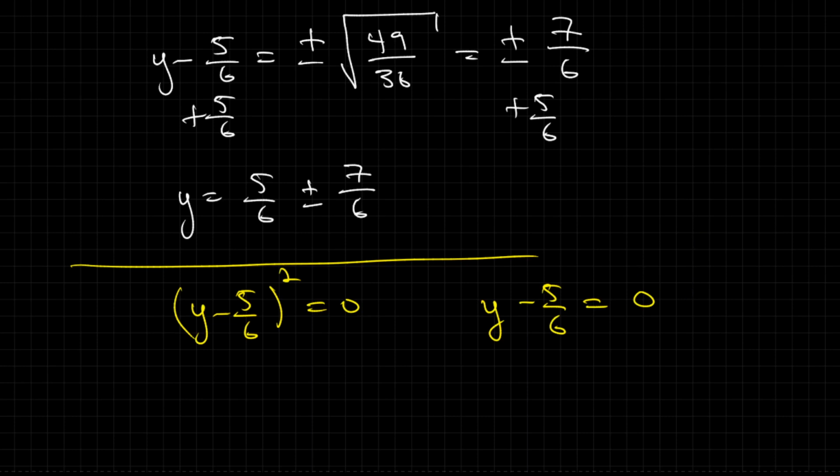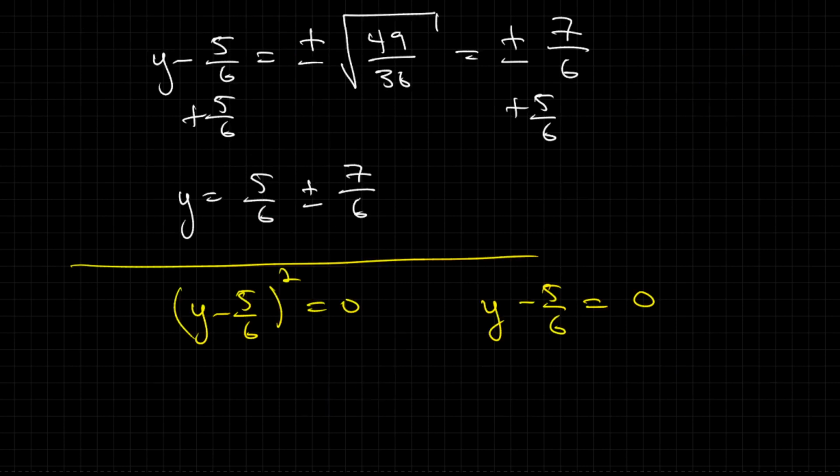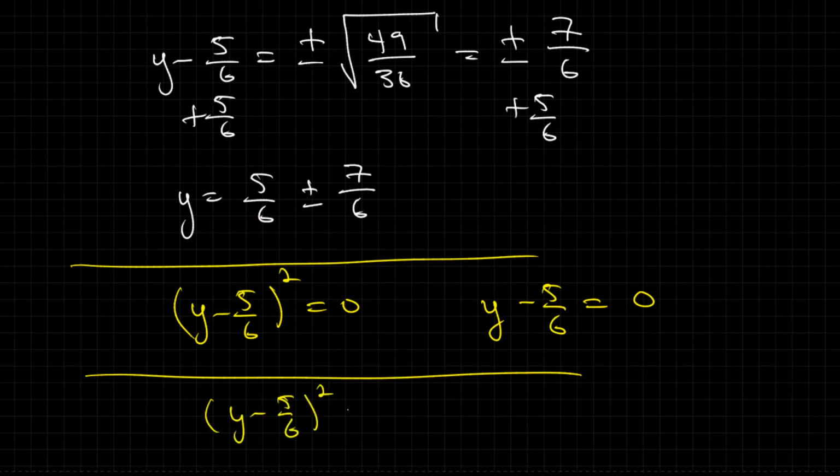So while it's not important when you are building your geometric problem if you get a negative for the length of a rectangle, it is important when you get to the stage where you start solving the equation that you have something squared equals a positive number or a 0. If you get a negative number on the right-hand side when you go to solve something squared equals a number, then you have no solutions. So if you got y minus 5/6 squared equals -1, we would say no solutions.